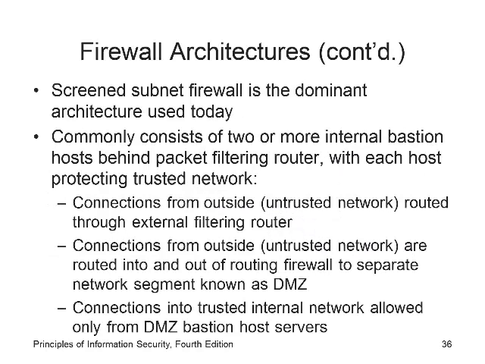Now, we have a screened subnet firewall, which is the dominant architecture used today. It's commonly used with two or more internal bastion hosts and packet filter routers. I think we have a picture of them. Well, maybe we don't. We have a connection from the outside. It's routed through an external firewall. Then it's routed onto a routing firewall internally to the DMZ. I wish they'd show us a picture of this one. Then there's also a connection to a trusted network on the inside.